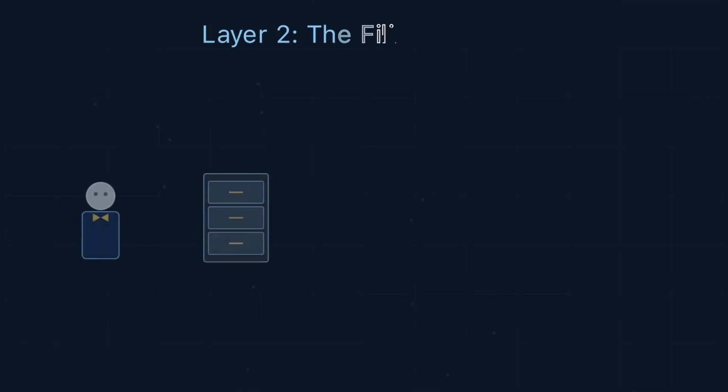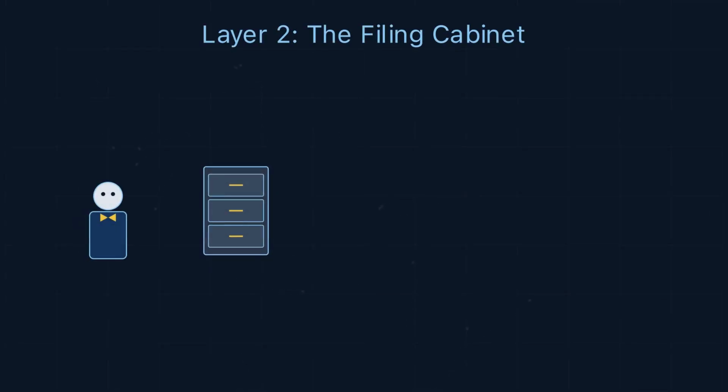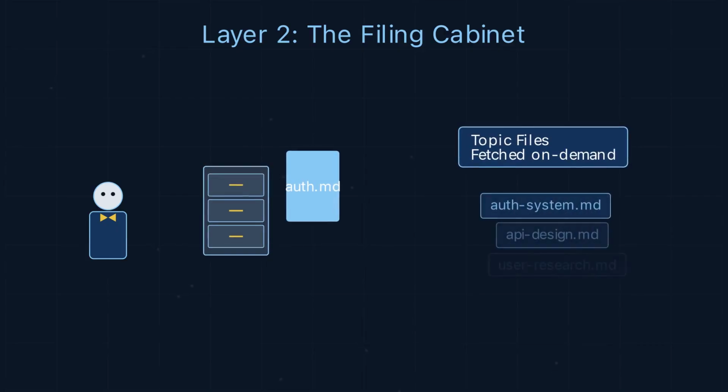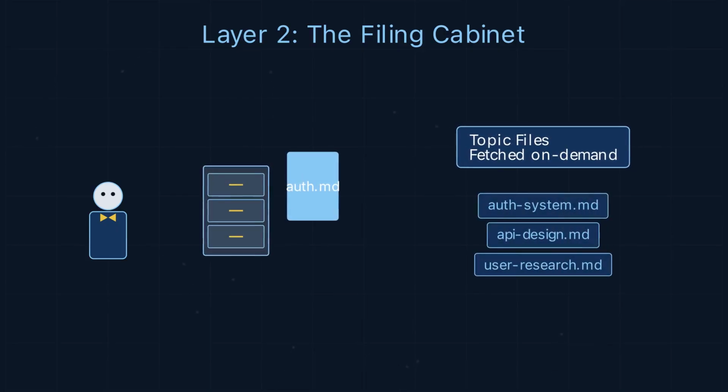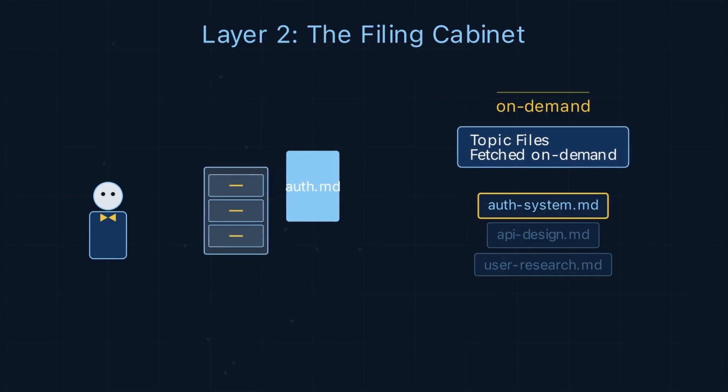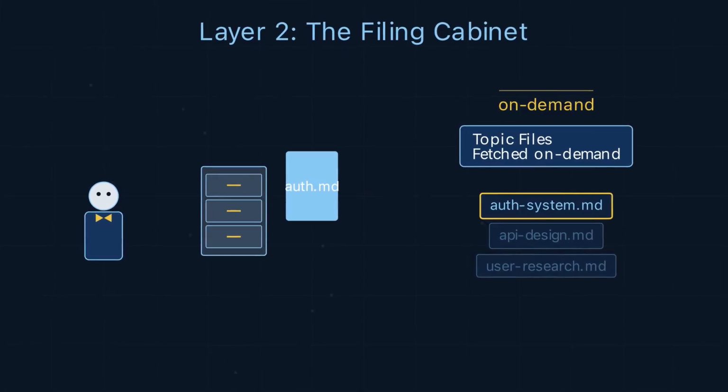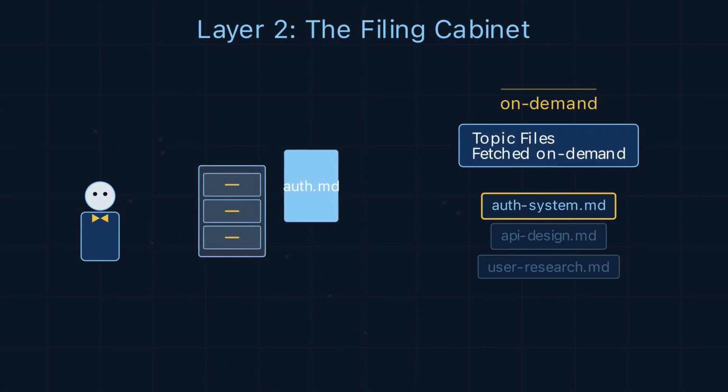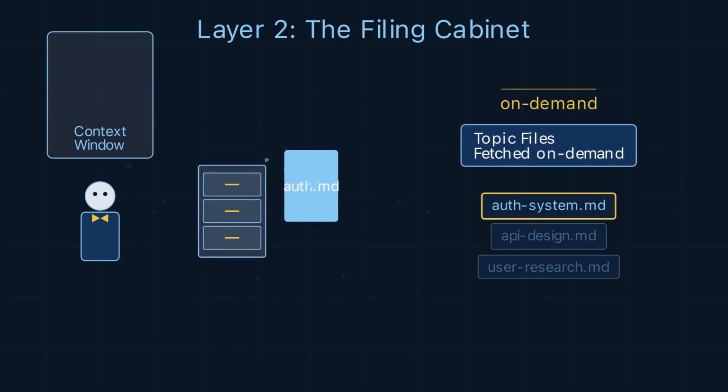When a guest approaches the desk with a specific question, the concierge doesn't guess. They turn around, open the filing cabinet, and pull out that guest's complete profile. In our system, these are topic files. Standalone markdown documents, each covering one domain: the authentication system, the API design, the user research findings. The keyword is on demand. These files are not loaded by default. They sit quietly in the filing cabinet until the agent recognizes it needs one.